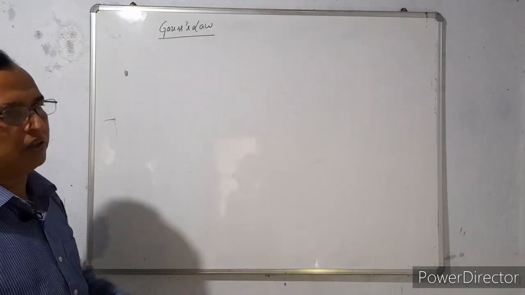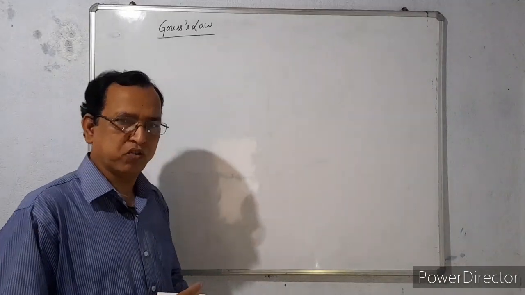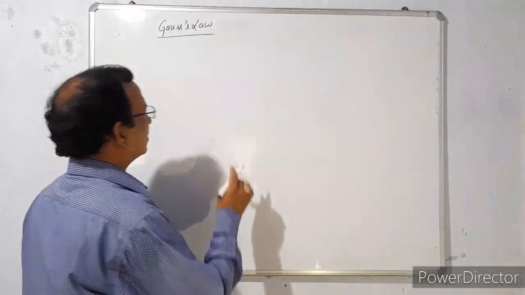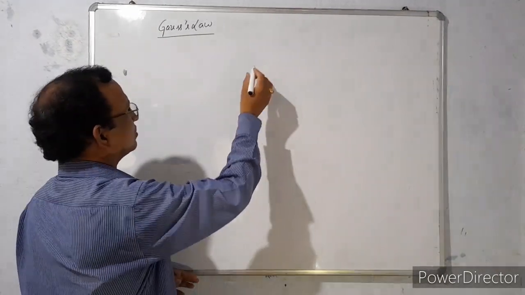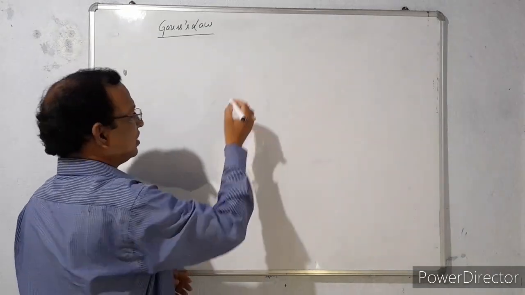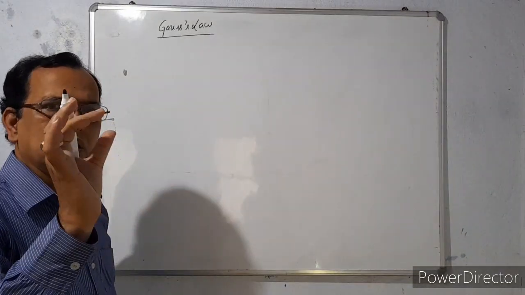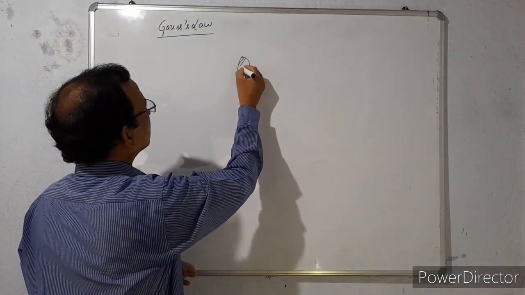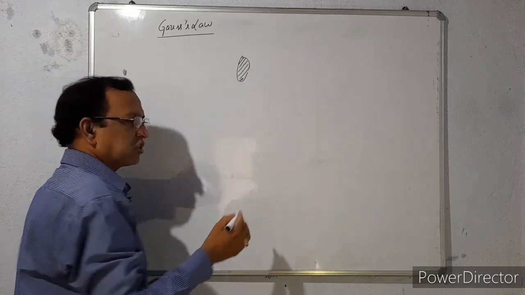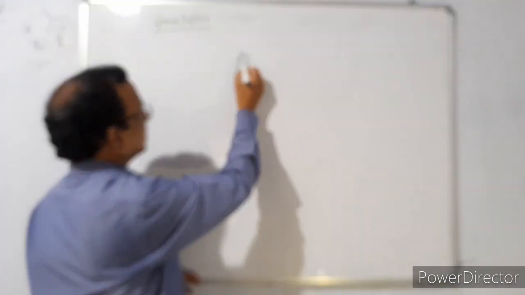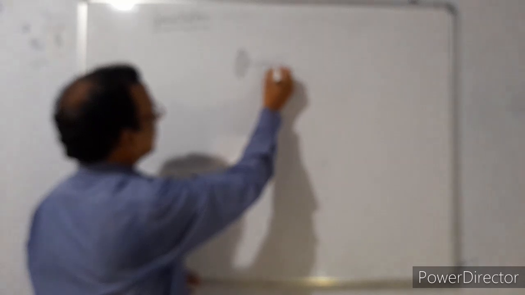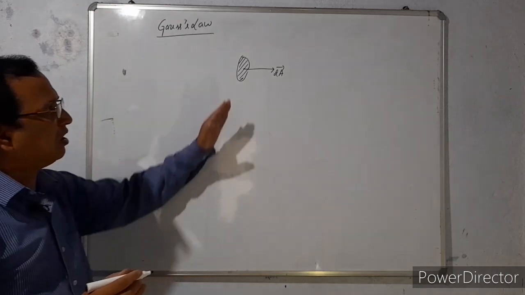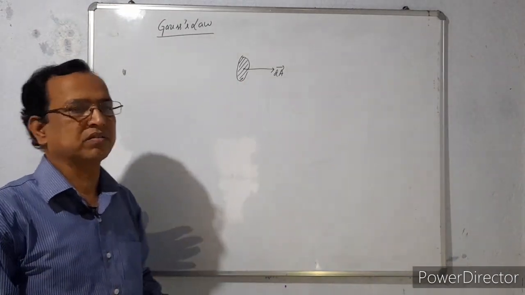Before Gauss law, we need to know about electric flux. What is flux? Let us start with an introduction. Let us consider a small surface, a very small surface. This is the direction of the area vector, also very small. So we can find out the electric flux.